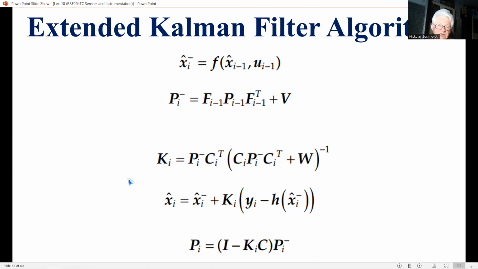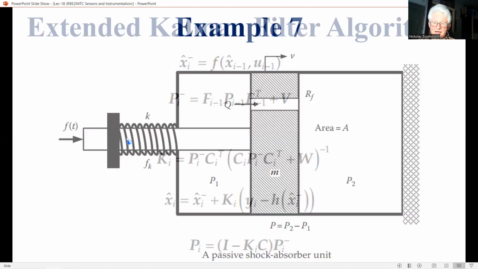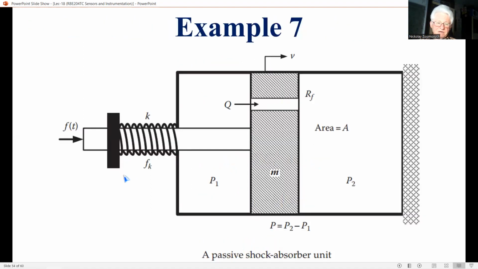Next, we give an example for application of the EKF, extended Kalman filter. Here we have example number 7. In this example, a passive shock absorber, moving right and left, has a piston cylinder mechanism as schematically shown in this figure. The cylinder is fixed and rigid and is filled with an incompressible hydraulic fluid on both sides of our piston.